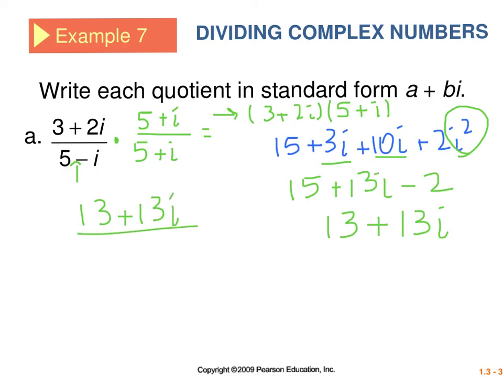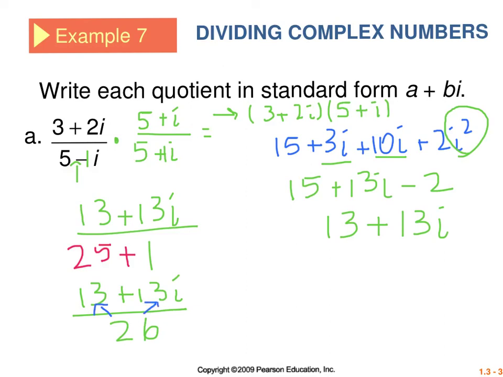Now my denominator. So now applying the rule that we just spoke of, instead of having to FOIL this out, which I could every time, I'm just going to take the a part, which is 5, and square it. So that gives me 25, plus take the b part, which happens in this case to be 1. 1 squared is 1. And now I simplify that bottom. And so this becomes 13 plus 13i divided by 26. And now I'm going to take that 26 and divide it into each part of that. And 13 divided by 26 will give me 1/2 plus 1/2 i. And it is in standard form.